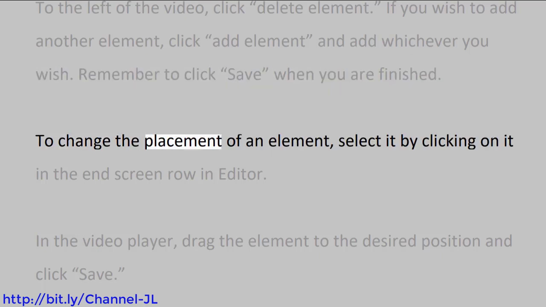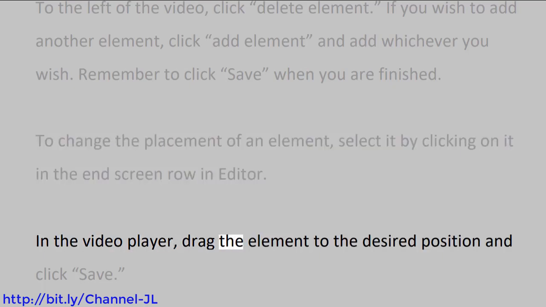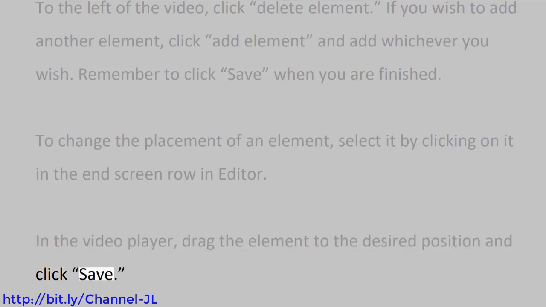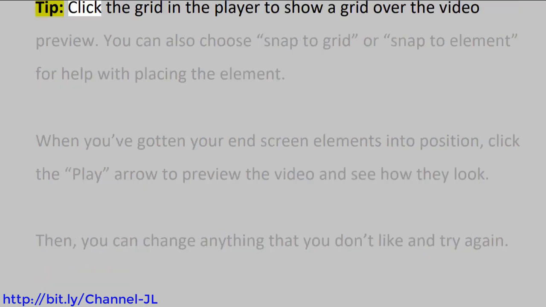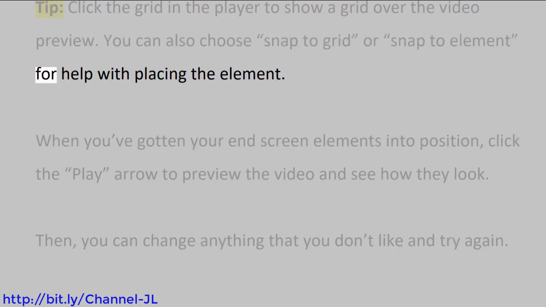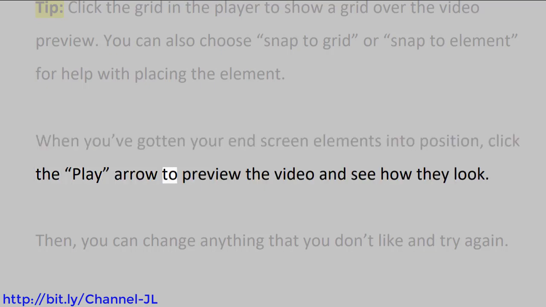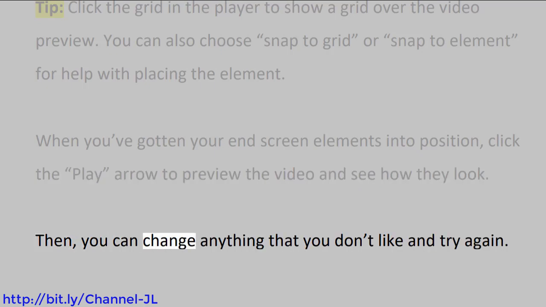To change the placement of an element, select it by clicking on it in the end screen row in Editor. In the video player, drag the element to the desired position and click Save. Tip: click the grid in the player to show a grid over the video preview. You can also choose Snap to Grid or Snap to Element for help with placing the element. When you've gotten your end screen elements into position, click the play arrow to preview the video and see how they look. Then, you can change anything that you don't like and try again.